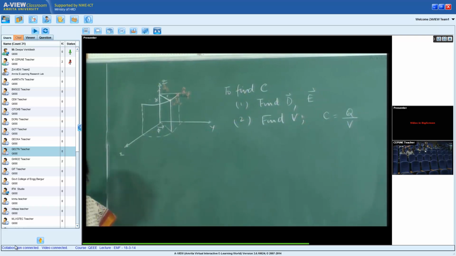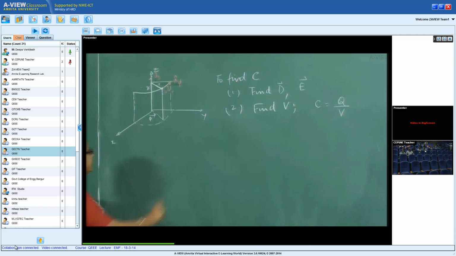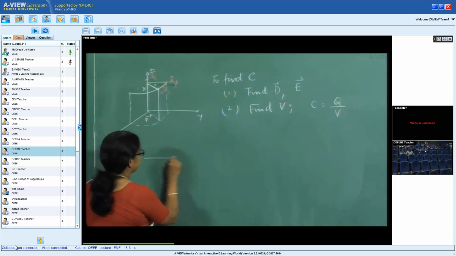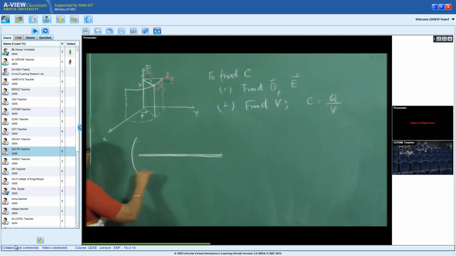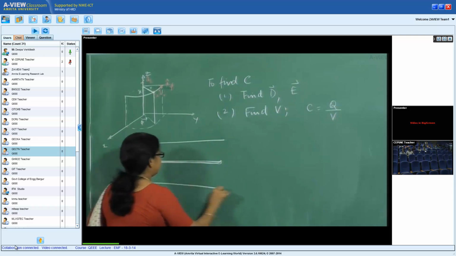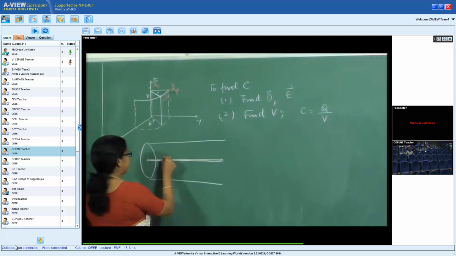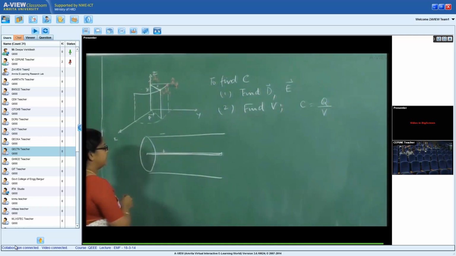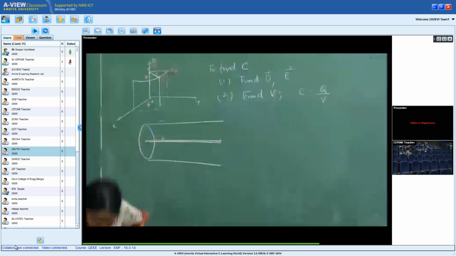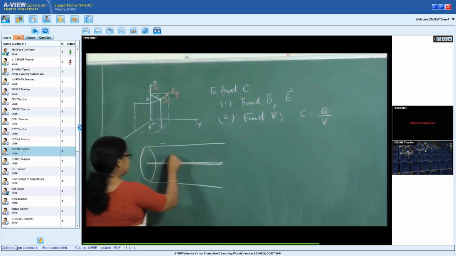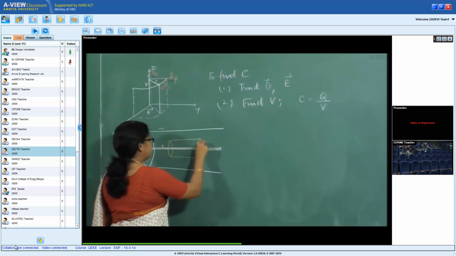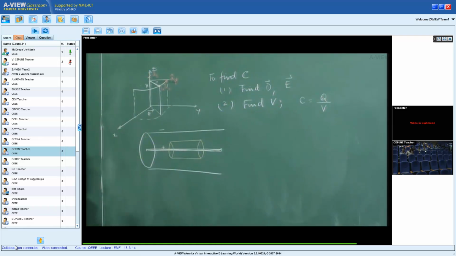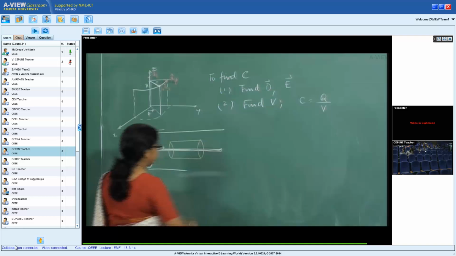And to be able to find D, I'm going to use the Gauss law. So this is my inner conductor, this is my outer conductor. At a given instant of time, I assume that this is positive, this is negative. Which is my Gaussian surface? My Gaussian surface is a cylinder. And why did I choose the cylinder? I chose a cylinder because that is the surface of symmetry for this problem.